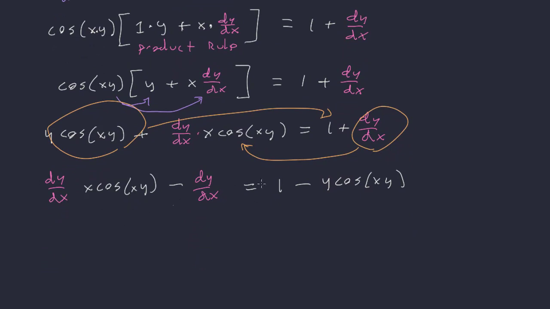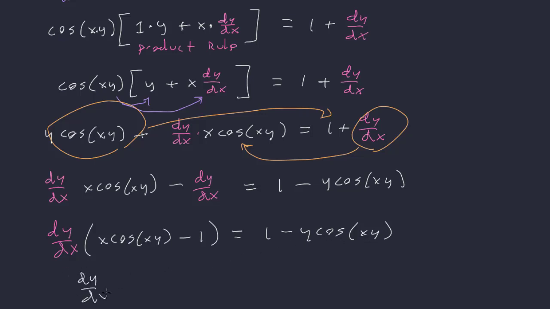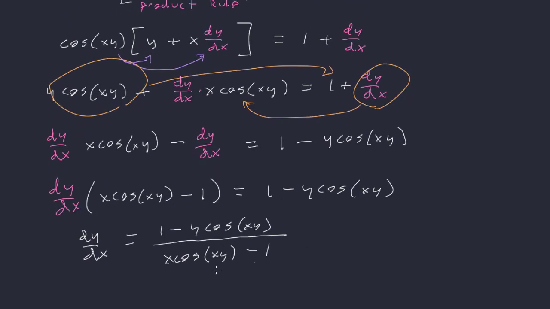All right, now we can factor out this dy dx and divide. So when we factor, we'll get dy dx times the quantity x cosine of xy minus 1 is equal to 1 minus y cosine of xy. And then we'll just divide both sides to get dy over dx is equal to 1 minus y cosine of xy all over x cosine xy minus 1. Whew! All right, there we go. There's the derivative using implicit differentiation.